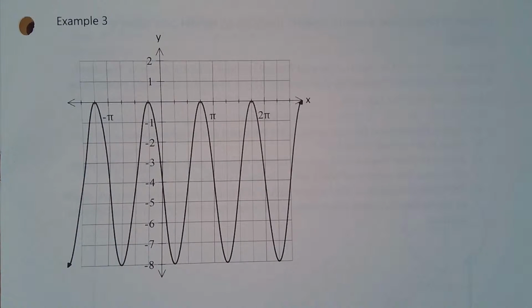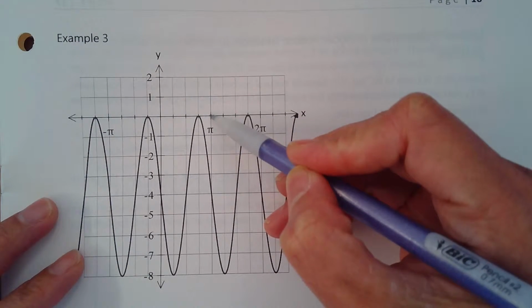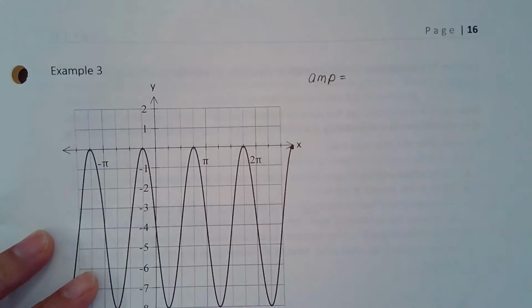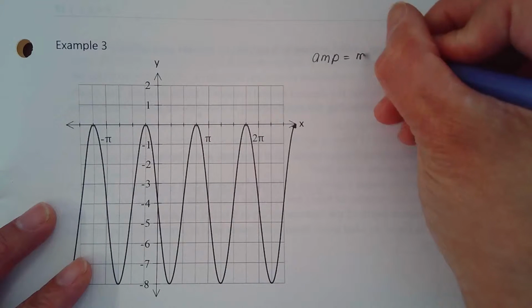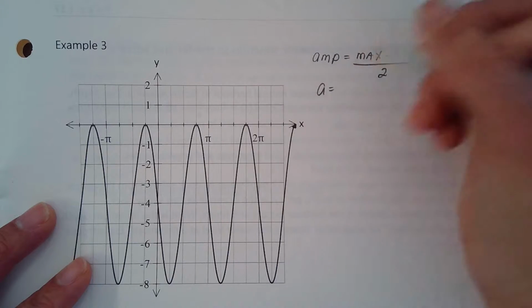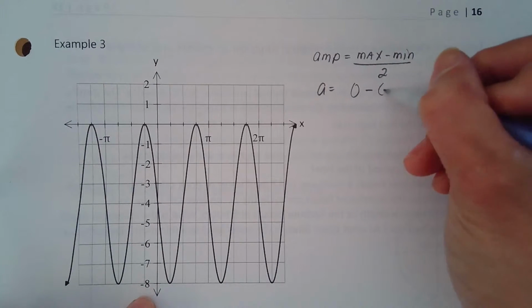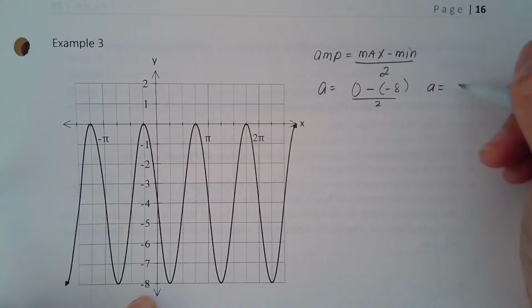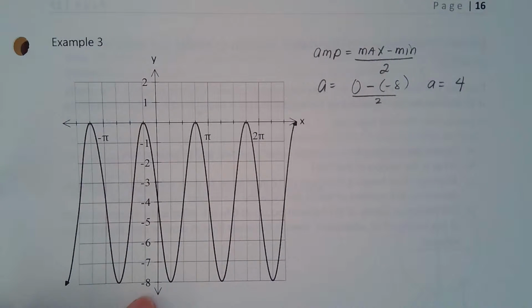So in this particular case, in example 3, again, we'll figure out the amplitude A: max minus min divided by 2. Our maximum is 0 minus our minimum, negative 8, divided by 2. So the amplitude is 4. And remember, amplitude will be a positive number.